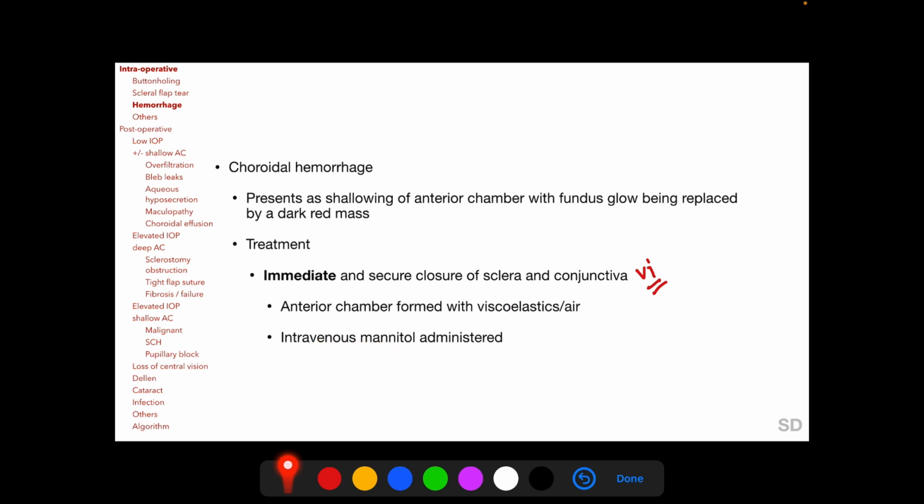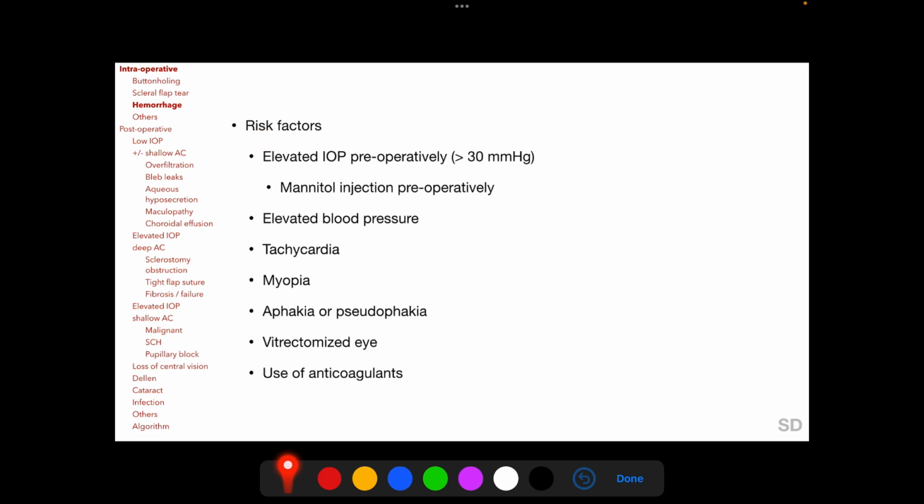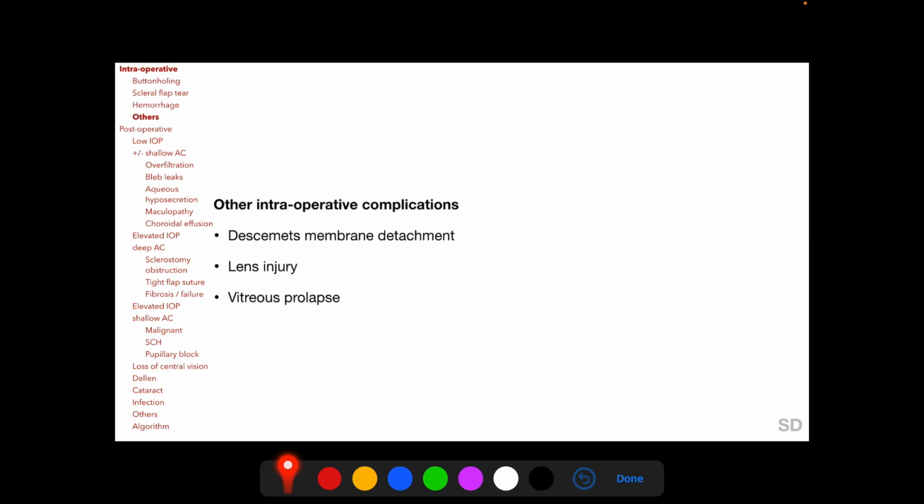Risk factors for intraoperative choroidal hemorrhage include elevated intraocular pressure preoperatively, particularly if more than 30 mm of mercury, and that is why many surgeons prefer to give mannitol infusion immediately preoperatively. Other risk factors include elevated blood pressure, tachycardia, myopia, aphakia or pseudophakia, vitrectomized eye, and use of anticoagulants by the patient. Other intraoperative complications of trabeculectomy include Descemet's membrane detachment, injury to the crystalline lens, and vitreous prolapse.